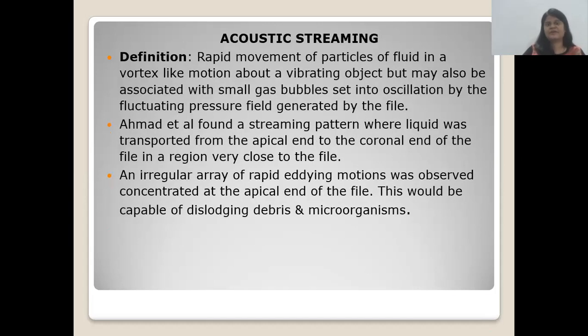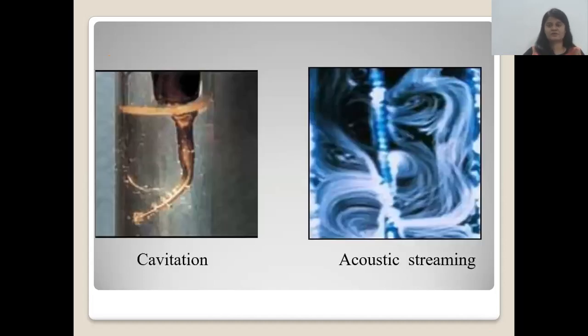Acoustic streaming is a rapid movement of the particles of fluid in a vortex-like motion about a vibrating object. It is also associated with small gas bubble production, which are set along in the oscillation by the fluctuating pressure field generated by the file. Ahmad et al. found a streaming pattern where liquid was transported from the apical end to the coronal end of the file in a region very close to the file. An irregular array of rapid eddying motions was observed concentrated at the apical end of the file. This would be more capable of dislodging debris and microorganisms along the root canal.